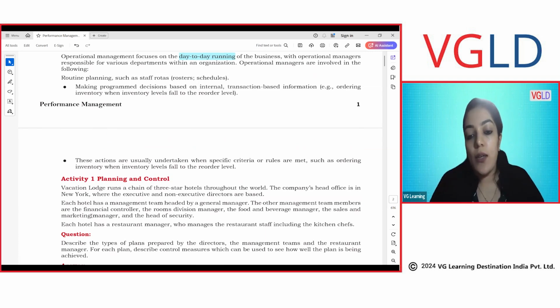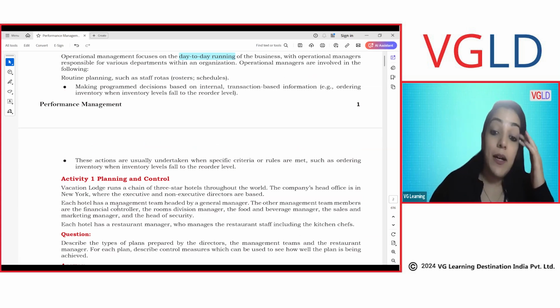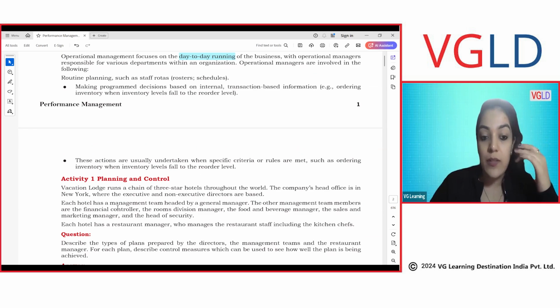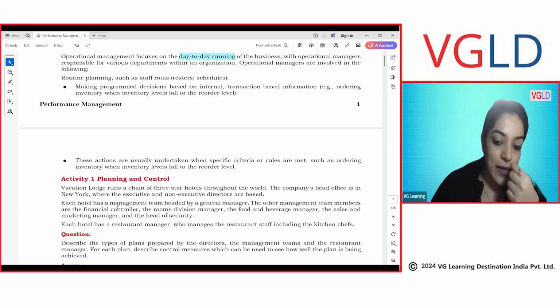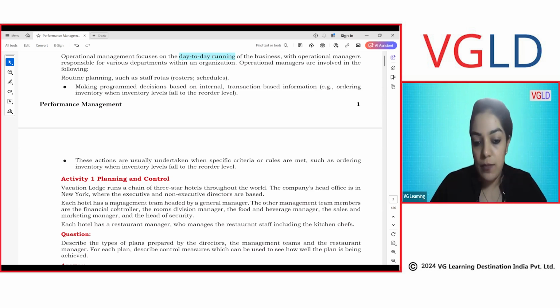Vacation Lodge runs a chain of 3-star hotels throughout the world. The company's head office is in New York, where the executive and non-executive directors are based. Each hotel has a management team headed by a general manager. The other management team members are the financial controller, the room division manager, the food and beverage manager, the sales and marketing manager, and the head of security. Each hotel has a restaurant manager who manages the restaurant staff, including the kitchen chefs. The question is: describe the type of plans prepared by the directors, the management teams, and the restaurant manager.